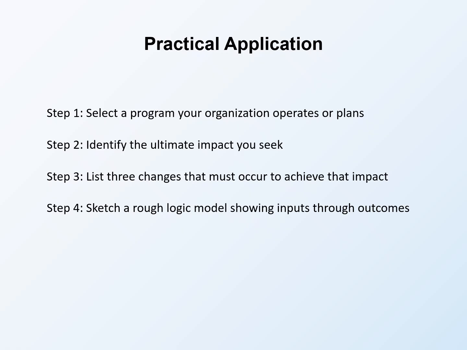Step 3. List 3 changes that must occur to achieve that impact, working backward from your desired results. These intermediate changes are your outcomes. What needs to change in terms of knowledge, behavior, attitudes, skills, or conditions for the ultimate impact to occur?